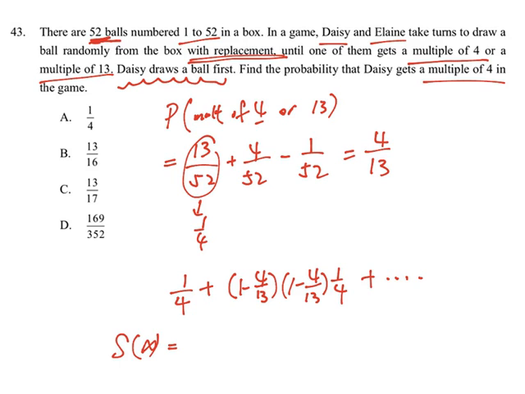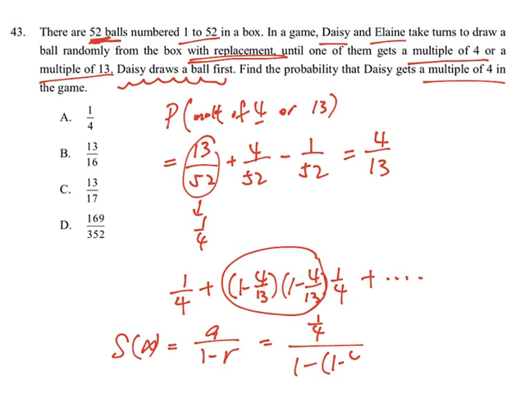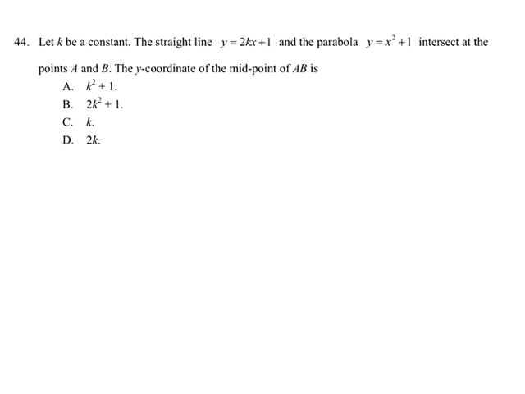So a is 1 over 4, and we can apply the formula. The ratio is 1 minus 4 over 13, squared. After pressing the calculator, you can get 169 over 352. The answer is D.